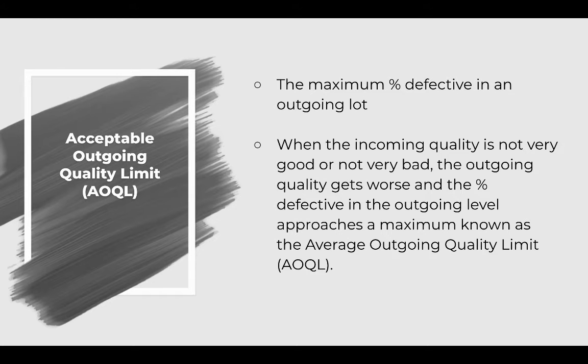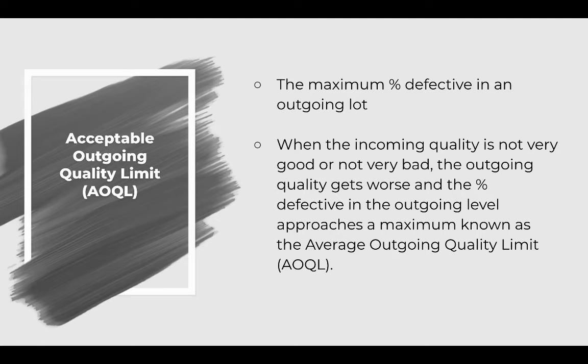The average outgoing quality level is the maximum percent defective in an outgoing lot, also known as average outgoing quality limit. The average outgoing quality is dependent on the incoming quality, the probability that the lot will be accepted, and the sample and lot sizes.